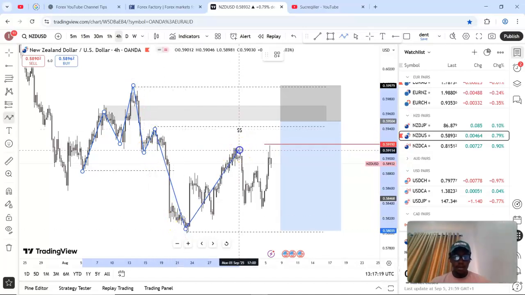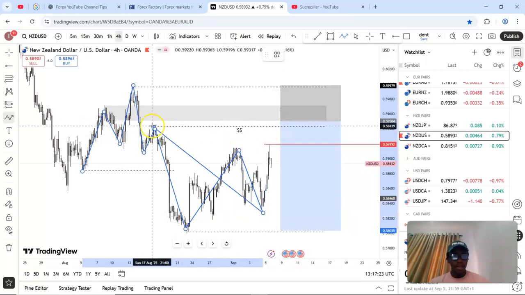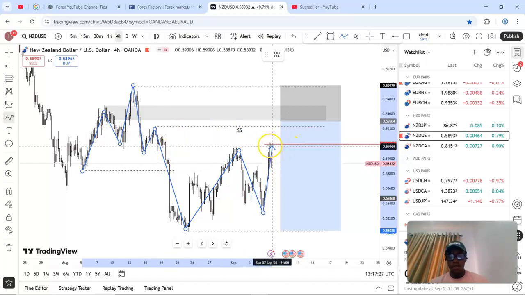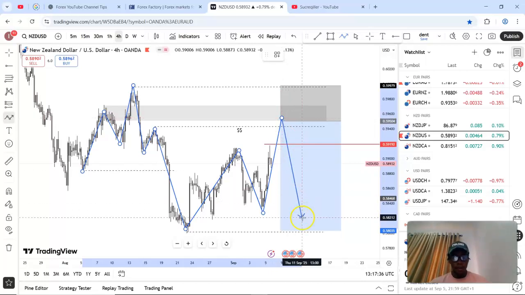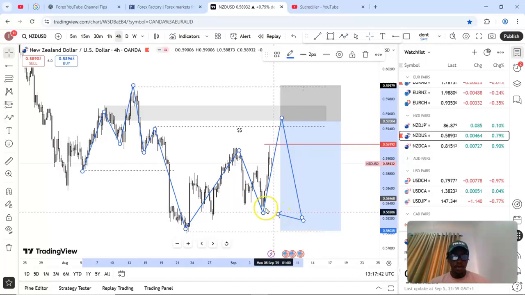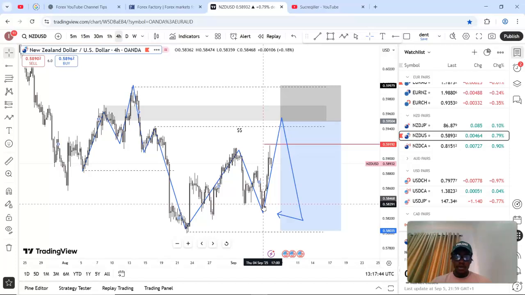So this is what I'm expecting. When it gets to this zone, after clearing out this liquidity here, this also serves as liquidity. This is the previous day high. So if it clears this, wait for possible reaction here, then I'll enter the trade. So this is what I'm looking at on NZDUSD for next week. Let's go to the other pairs.